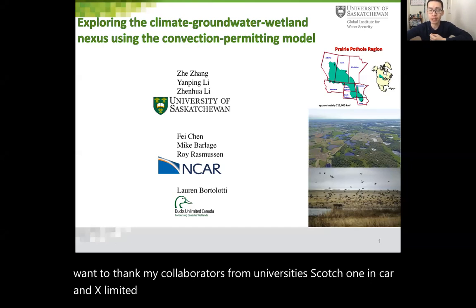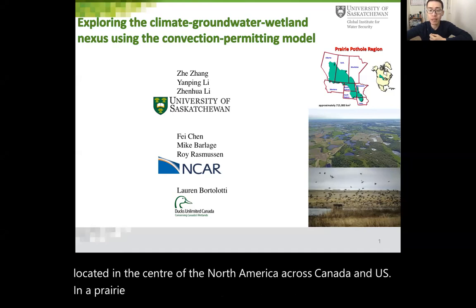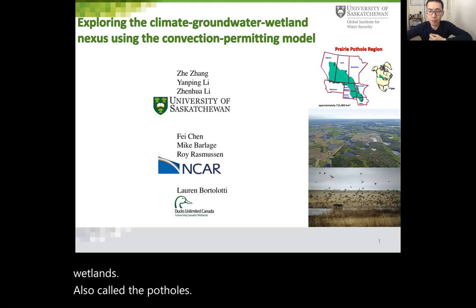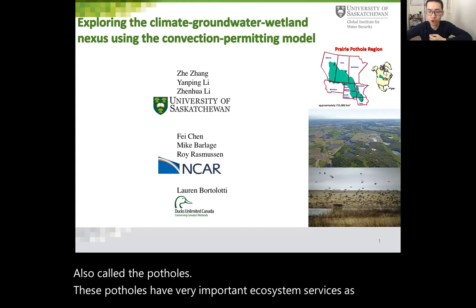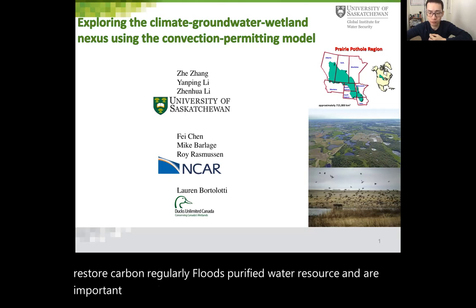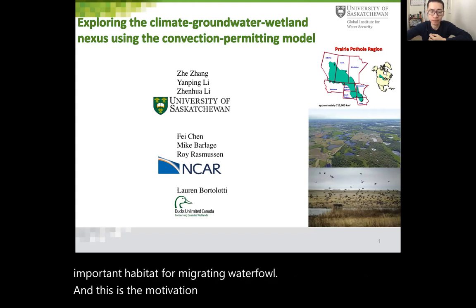The study region is the Prairie Pothole region, located in the center of North America across Canada and US. In the Prairie Pothole region, there are millions of these small wetlands, also called potholes. These potholes have very important ecosystem services, as they can store carbon, regulate floods, purify water resources, and are important habitats for migrating waterfowl. And this is the motivation of today's study.